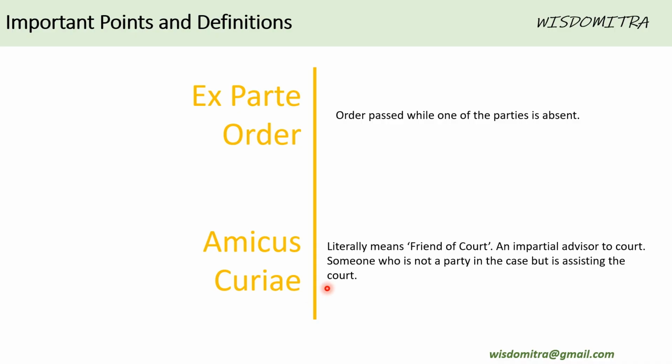Amicus curiae. This is also a common term that is used in legal parlance. It means friend of court. And what it actually means is that an impartial advisor to the court, someone who's not a party in the case but assisting the court.